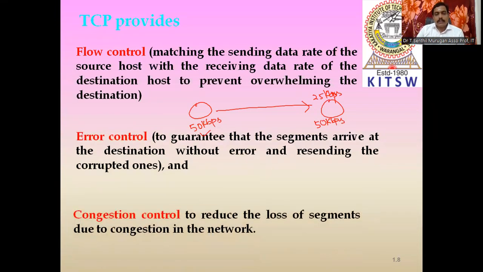The last one is congestion control. Congestion control means the same speed will be maintained on both sides when the data is transmitted. In case of fast transmission and slow reception, some data may be lost. So, to reduce the loss of segments due to congestion in the network, TCP provides congestion control.